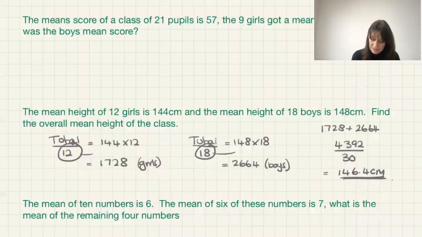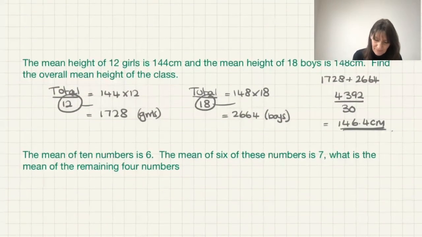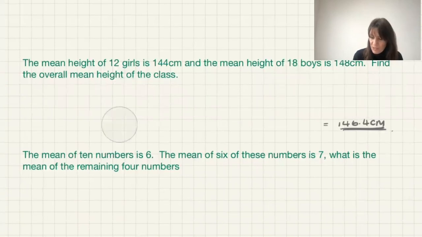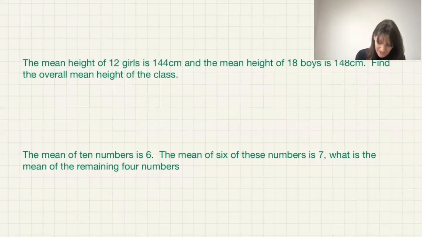So we've got one more. I'd like you to hit that pause and press play when you're ready. Okay, so we've got the mean of 10 numbers. So I had a total that got divided by 10 and gave 6. Times that through by 10, and I've got 60. So that's the total of the 10 numbers.